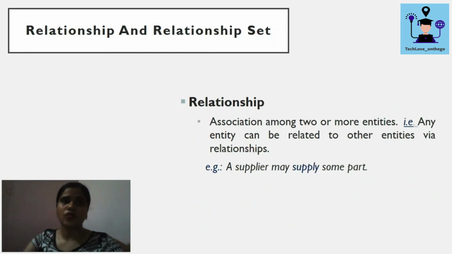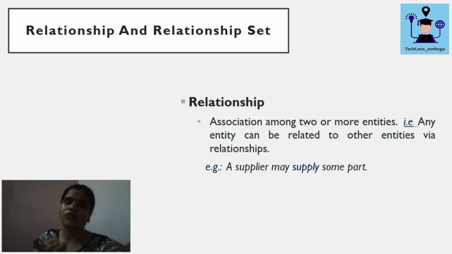Now let's discuss what a relationship is and what a relationship set is. A relationship is an association among two or more entities, that is, any entity can be related to another entity via a relationship. Example, a supplier may supply some part. Here we can see the relation between the supplier and the part, and the relationship is supply. That particular part is being supplied by a supplier.